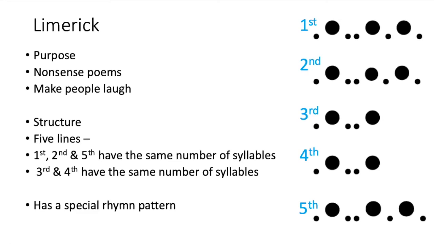Okay. If I explain it, you'll notice that it is a nonsense poem made simply so that people can laugh at the humorous aspect of it. The structure, well, there's 5 lines. The first, second, and fifth lines have the same number of syllables, and the third and fourth lines have the same number of syllables as well. And this is the special rhythm pattern which you need to try to keep. And this is what's important, because a lot of students have to really concentrate on maintaining this rhythm, and that's what allows them to start to adjust their own natural rhythms to an English one through this kind of practice.